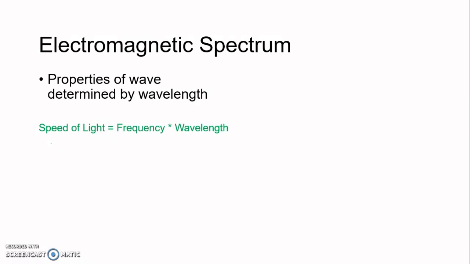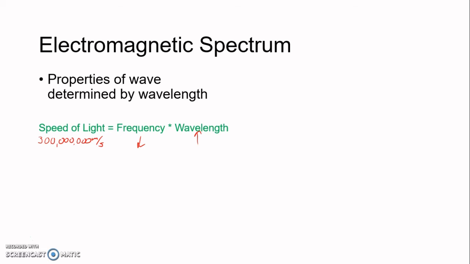Now, the speed of light is a constant. It is a number that will never change. Speed of light is 300 million meters every second. That is how fast light travels in space. The speed of light is the product of the frequency and the wavelength. So since the speed of light is a constant, then the frequency and the wavelength are inversely proportional, meaning if you have high wavelengths, really long waves, they will occur less frequently.